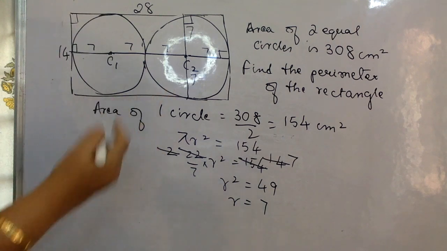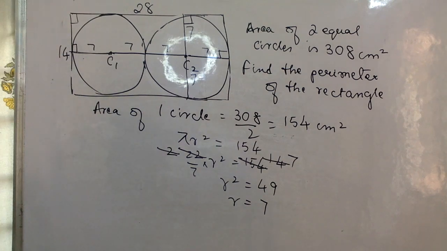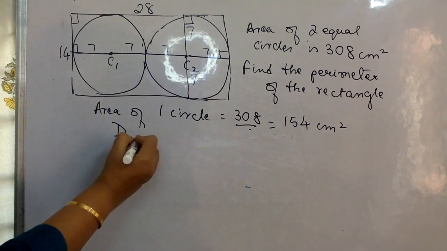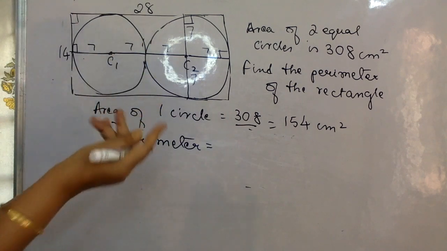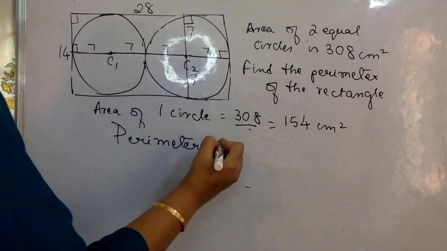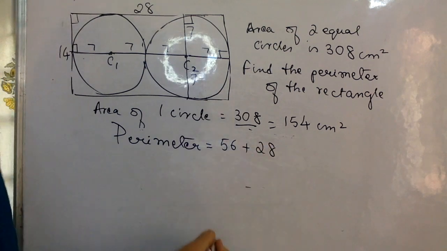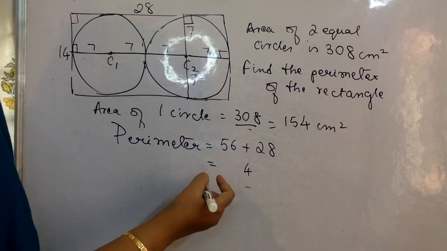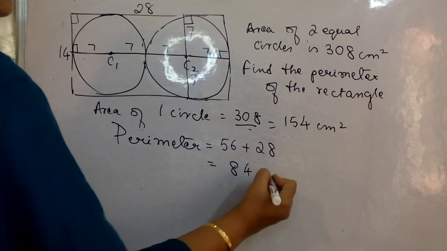Now what do they want to find? The perimeter of the rectangle. See, I don't use any formula because I don't like the burden of remembering another formula. 28 plus 28, 56, plus 14 plus 14 is 28. So that makes it 7, 4, 1, 84, right? So that makes it 84 centimeters square.